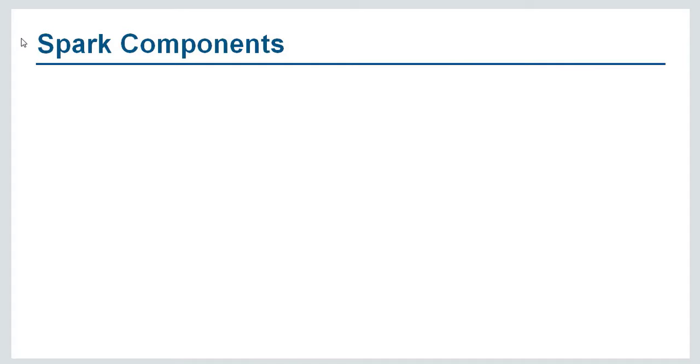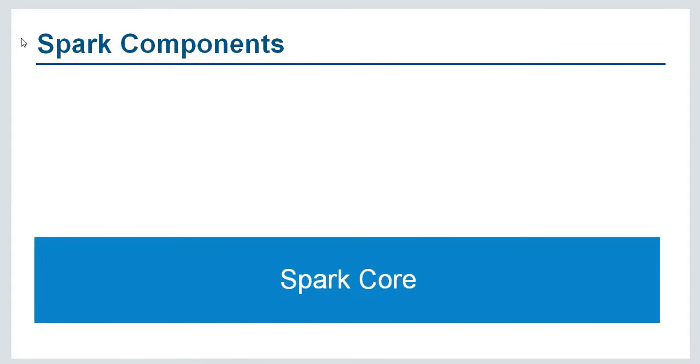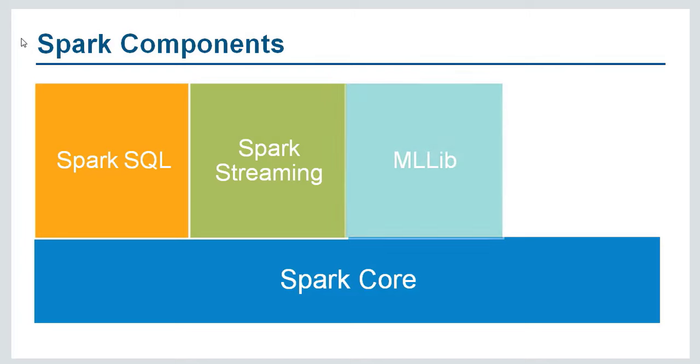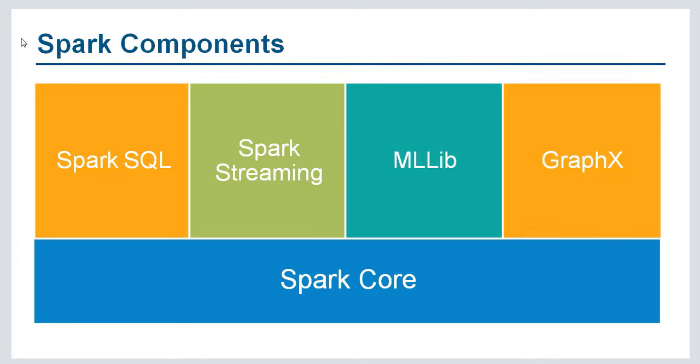Now let's talk about Spark components. The core component is Spark Core, which is the main processing engine in Apache Spark. Apart from being a processing engine, it also provides utility and architecture to other components. On top of Spark Core, we have Spark SQL, Spark Streaming, MLlib for machine learning library, and GraphX.